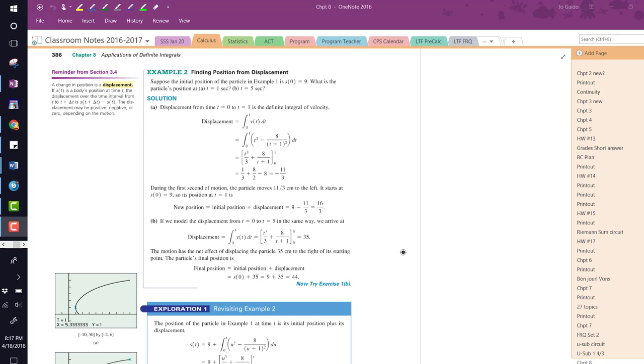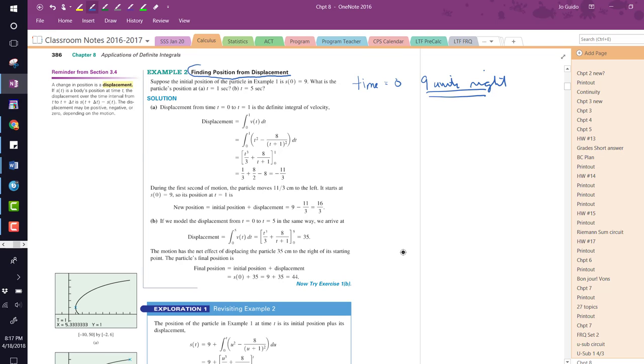So in example 2, we want to find the position of our object from its displacement. Suppose that the initial position of the particle in example 1 was s of 0 equals 9. So when time equals 0, our particle is 9 units to the right. Okay, that's where it starts, and then it does its movement, right?